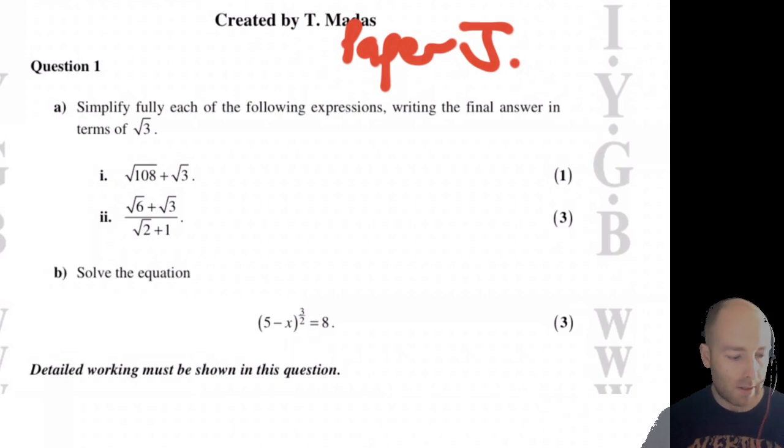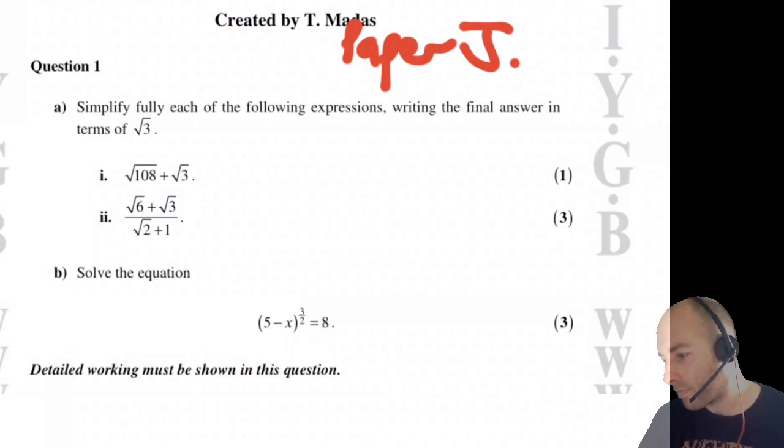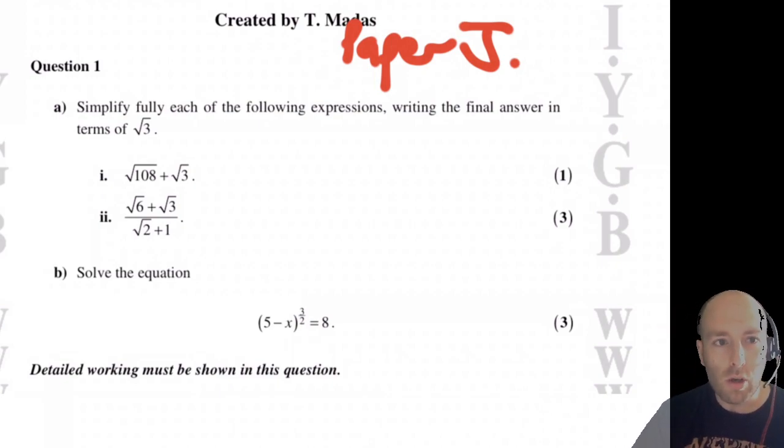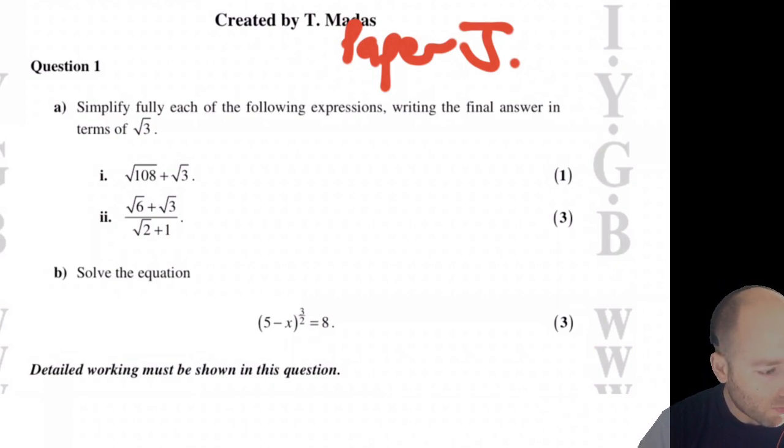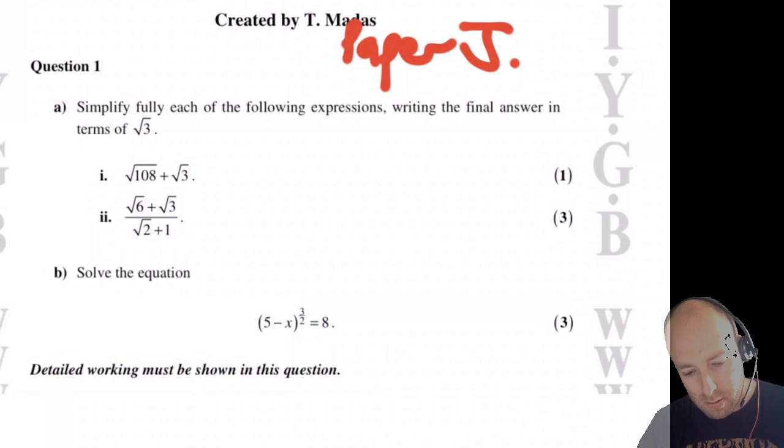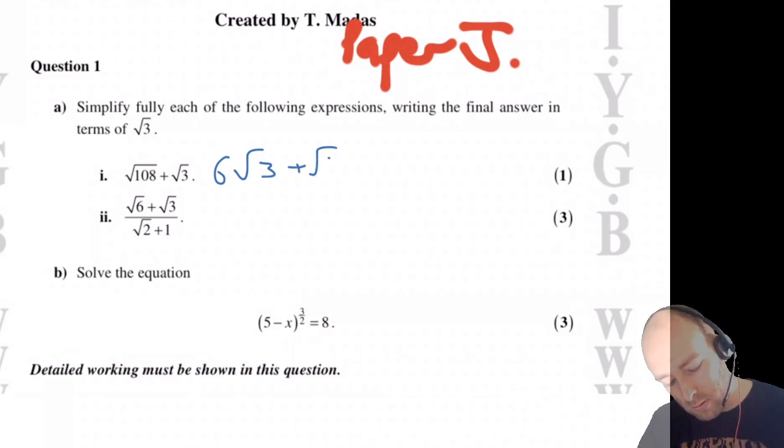Cool. Right, let's go through this one. So the first bit we're talking with surds. We got root 108 plus root 3. Well, root 108 is 6 root 3. So we got 6 root 3. 6 root 3 plus root 3 is 7 root 3.